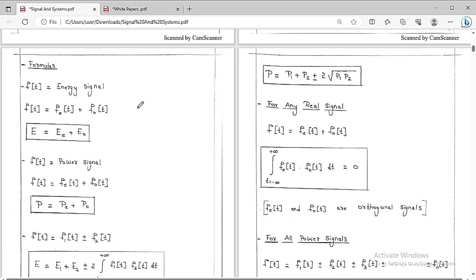So now let's go for another topic regarding some formulas. I am going to discuss some important formulas. These formulas you always have to keep in your mind.